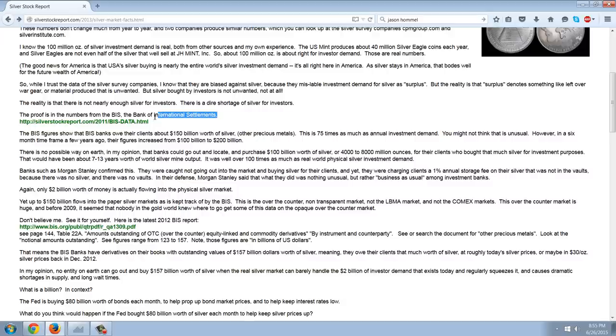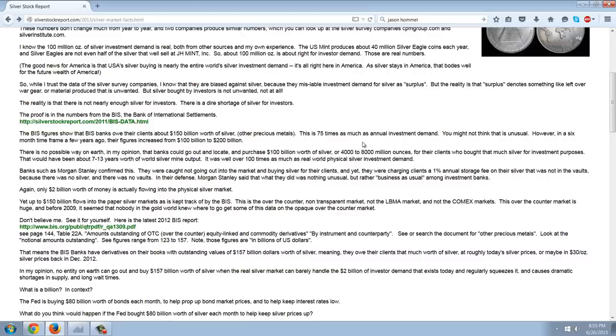If you remember, Jason was actually the first one to break this BIS data point. And also, if you recall, after he had pointed it out and a bunch of people started linking that BIS data, they actually changed it on their report back at that time. The BIS figures show that BIS banks owe their clients about $150 billion worth of silver, other precious metals. That's the category they use. This is 70 times as much as annual investment demand.